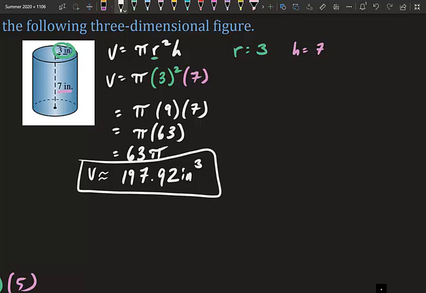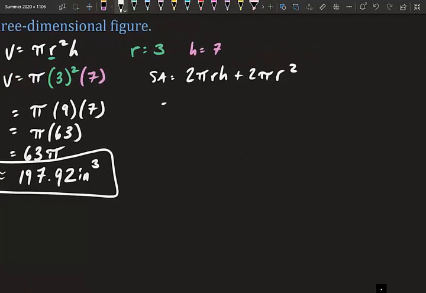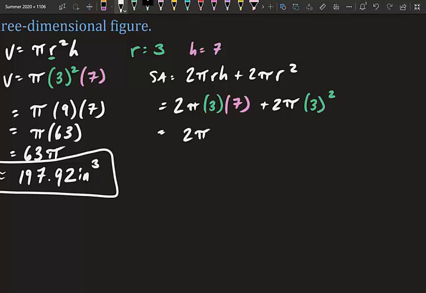Alright, let's do our surface area. Our formula for surface area is 2 pi r h plus 2 pi r squared. Let's plug everything in. We have 2 pi times r, which is 3, times h, which is 7, plus 2 pi r squared, so 3 squared. Let's simplify. We have 2 pi, 7 times 3 is 21, plus 2 pi times 3 squared, which is 9. I'm going to multiply these numbers together, so 2 times 21, and we get 42 pi.